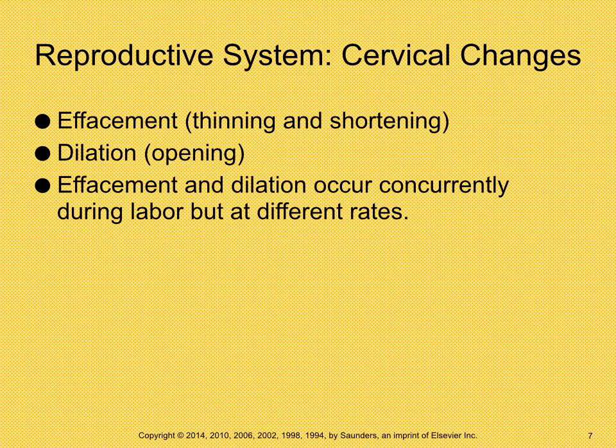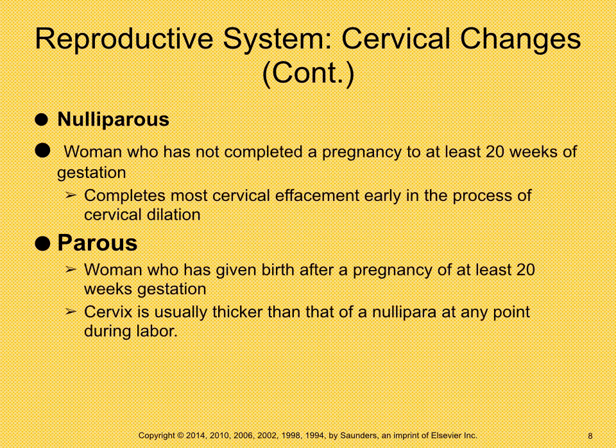Effacement and dilation occur concurrently during labor, but at different rates. For example, first-time moms or women who are nullips will thin out their cervix before they start to dilate a little bit more, versus multips or multiparous women who've had multiple babies and have had labor before. They will usually dilate and thin out their cervix at similar rates.